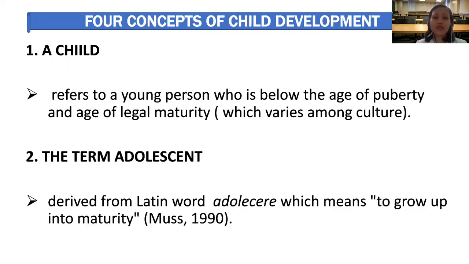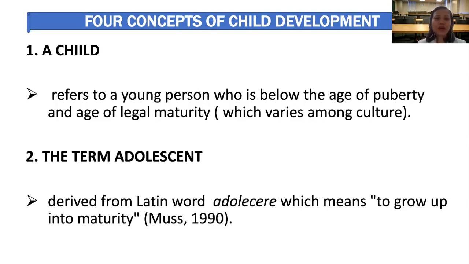We have the four concepts of child development. The first is a child. It refers to a young person who is below the age of puberty and age of legal maturity, which varies among cultures, or any young person who is below the age of 18 is a child.